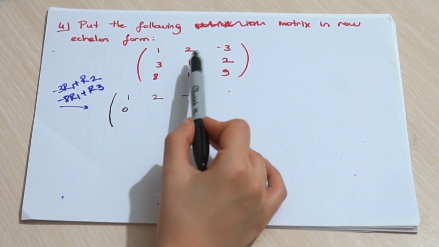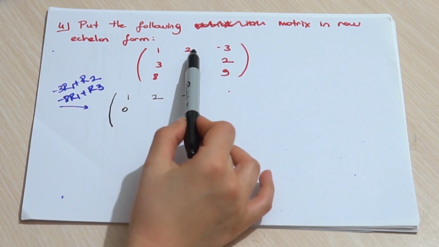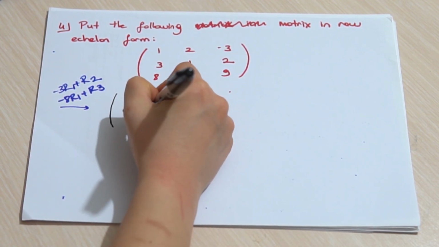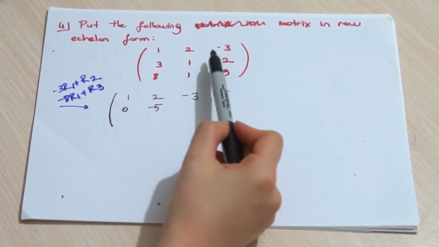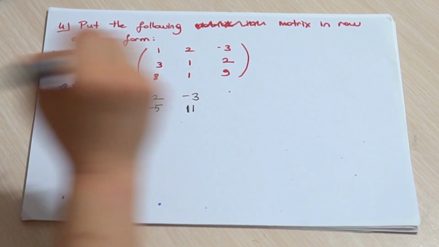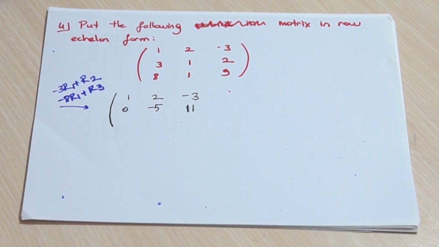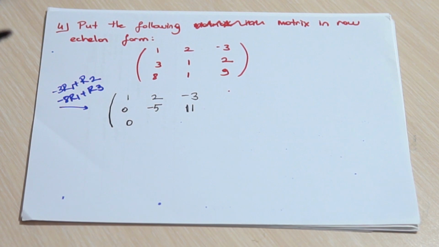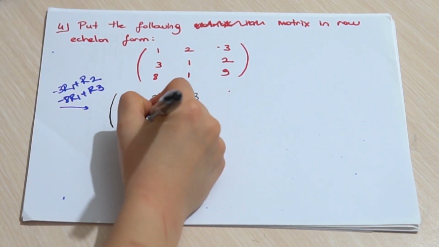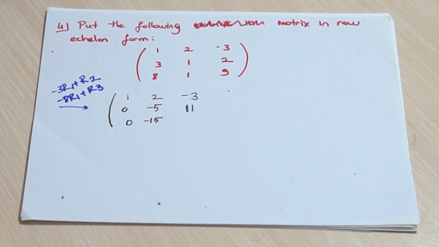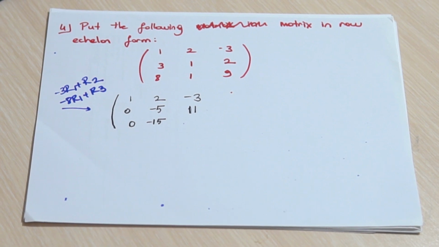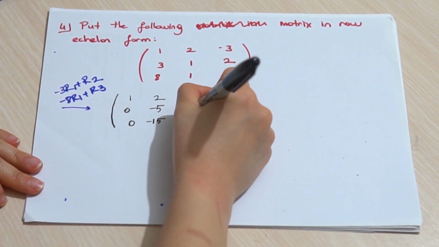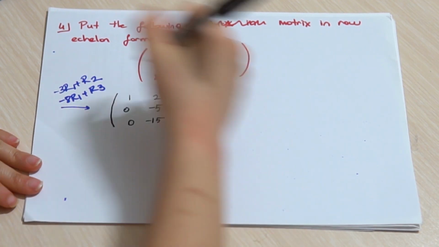Then I will have minus 3 times 2 is minus 6 plus 1, minus 5. Then I will have 9, 9 plus 2 is 11. Now let's look at the third row. I have minus 8 times 2 is minus 16 plus 1, minus 15. Minus 8 times minus 3 is 24, 24 plus 9 should be equal to 33.